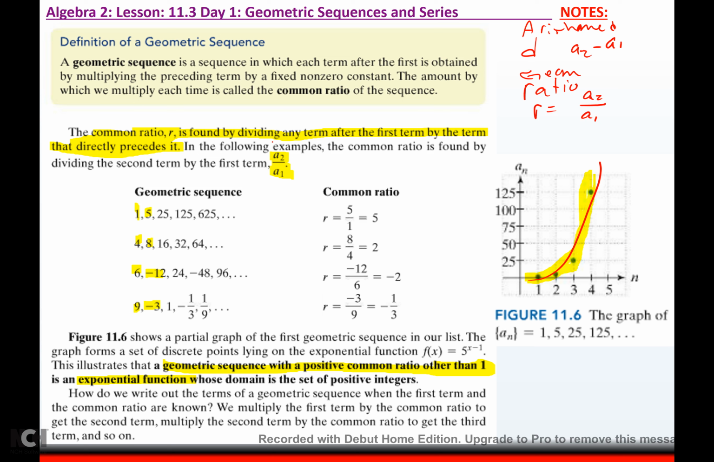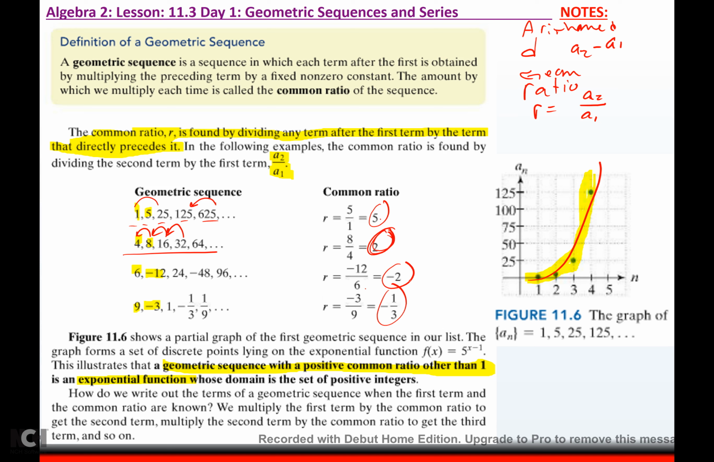So if you look at our sequence from before, 1, 5, 25, 125, 625, 5 divided by 1 is 5, but you could do any two. 625 divided by 125 is 5. 8 divided by 4 is 2. 16 divided by 8 is 2. 32 divided by 16 is 2. So the common ratio here is 2. You multiply by 2 to get the next one. Here, negative 12 divided by 6 is negative 2, so you're multiplying by negative 2. And here, you're decreasing, you're multiplying by negative 1/3, which is the same as dividing by negative 3.